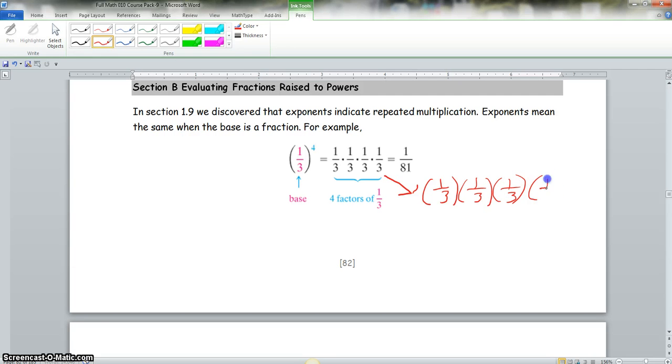Now on your paper, in your course pack, you could just put parentheses around these 1/3. Then you'll multiply straight across. 1 times 1 is 1, times 1 is 1, times 1 is 1. So your numerator would be 1. Now your denominator, 3 times 3 is 9, times 3 is 27, times 3 is 81. So your final answer here is 1/81.